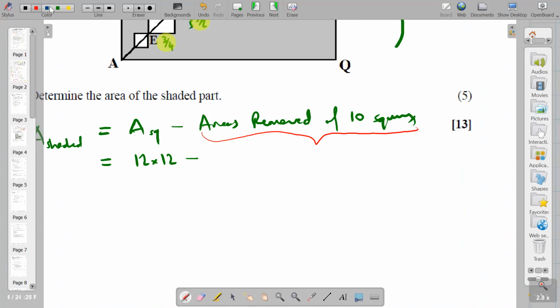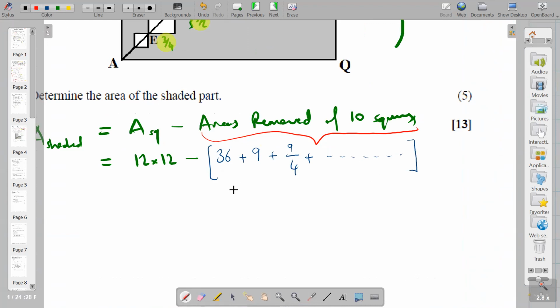And most probably, yes, it's a geometric sequence. So the first one removed is 6 times 6, so I can just write 36 plus. The second one is 3 times 3, which is 9. And it is 3 over 2 times 3 over 2, 9 over 4. So it carries on, and we know how many squares there are. I can write the fourth one, 9 over 16.